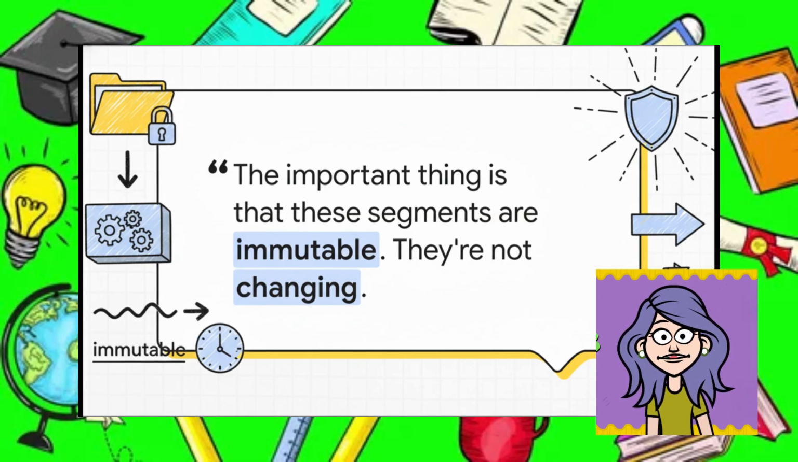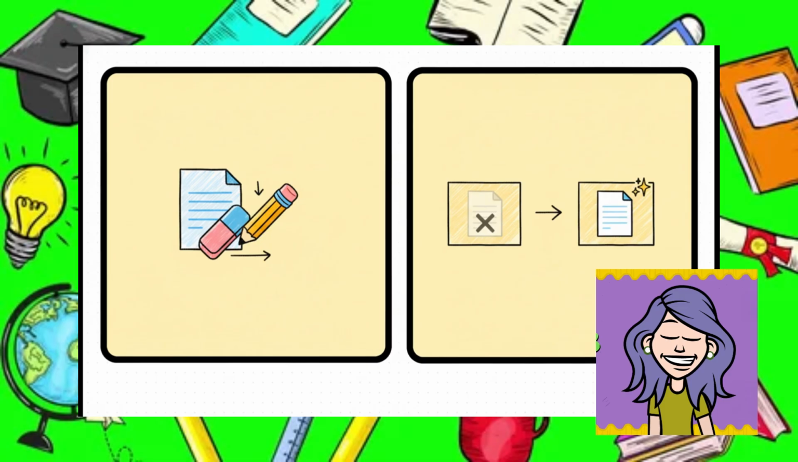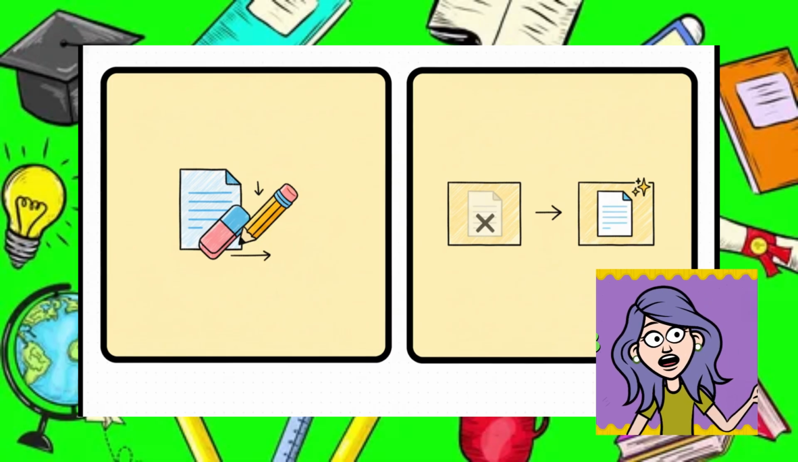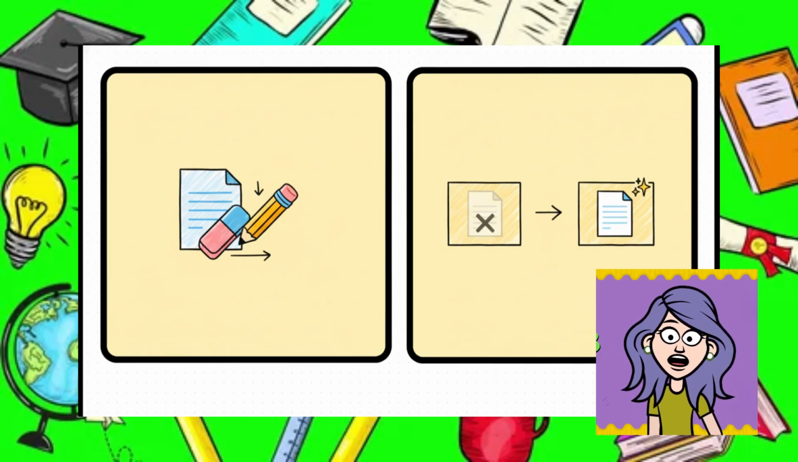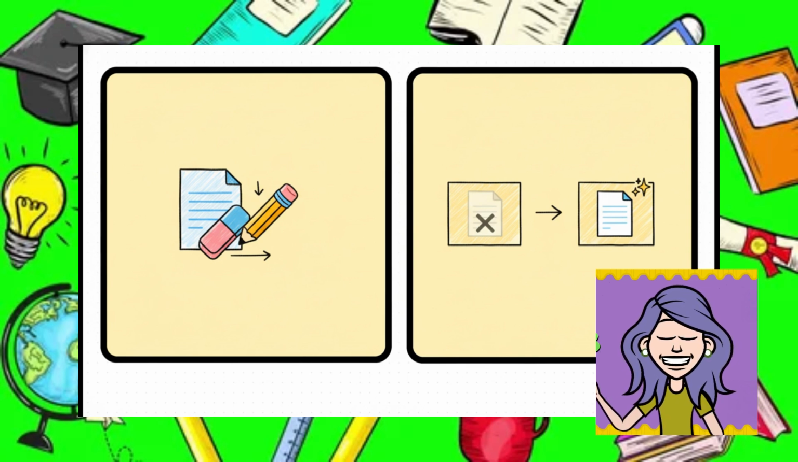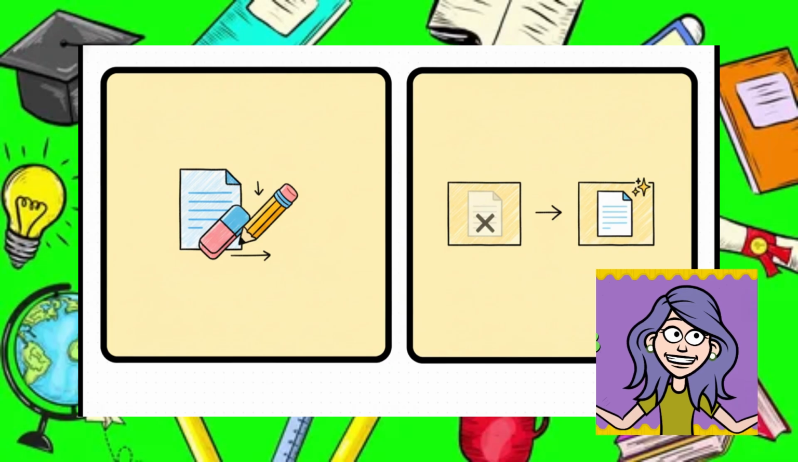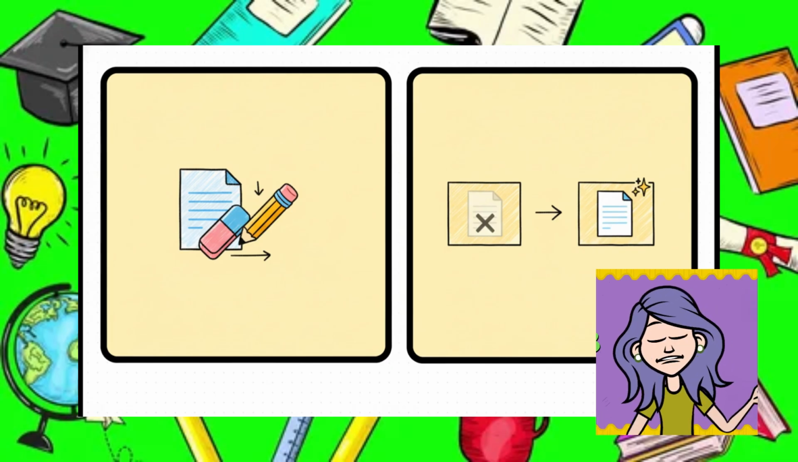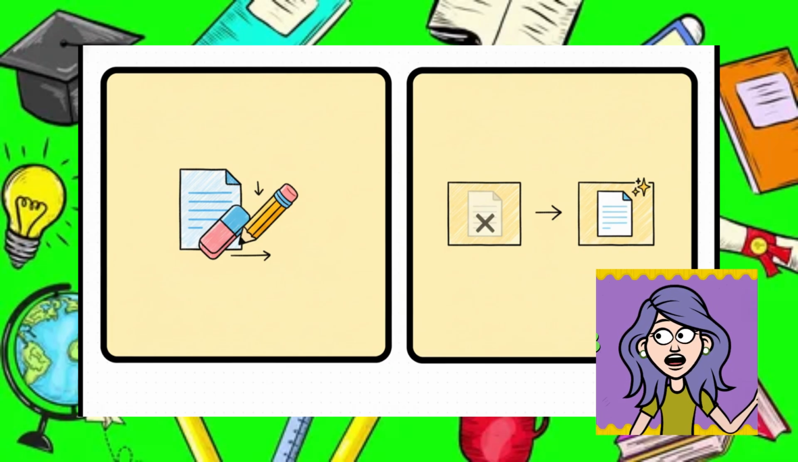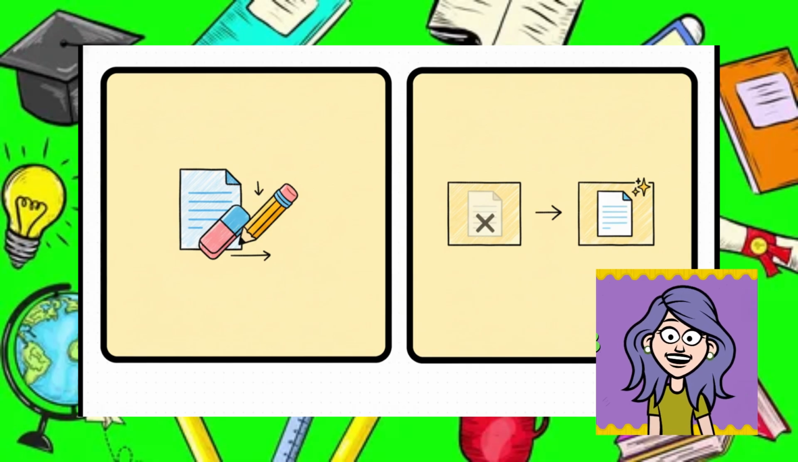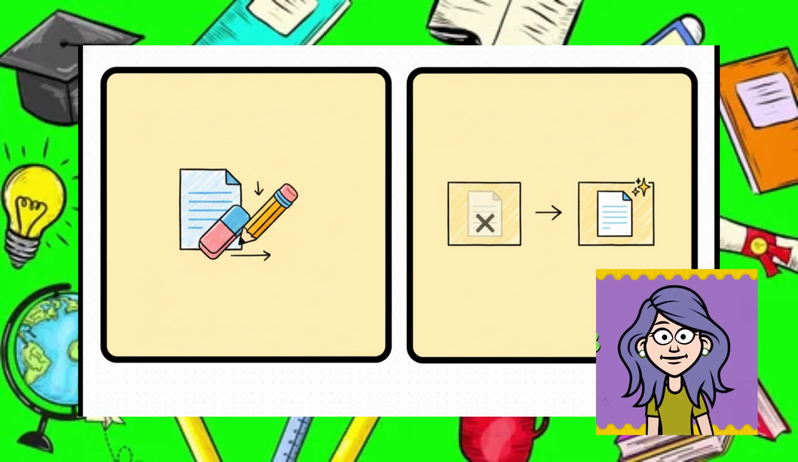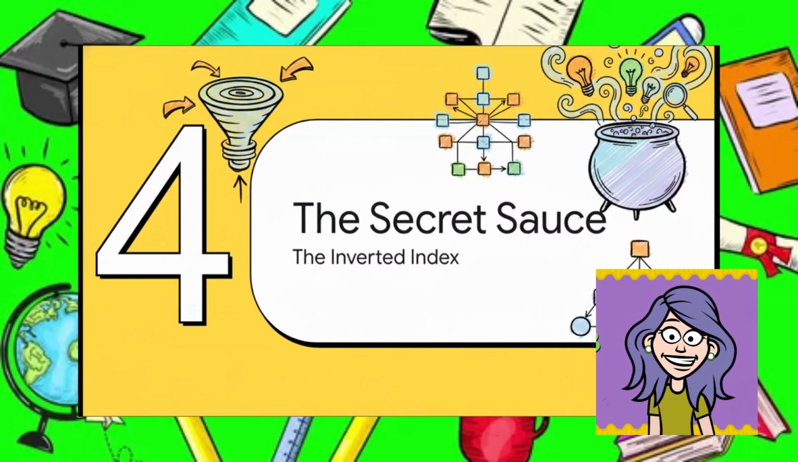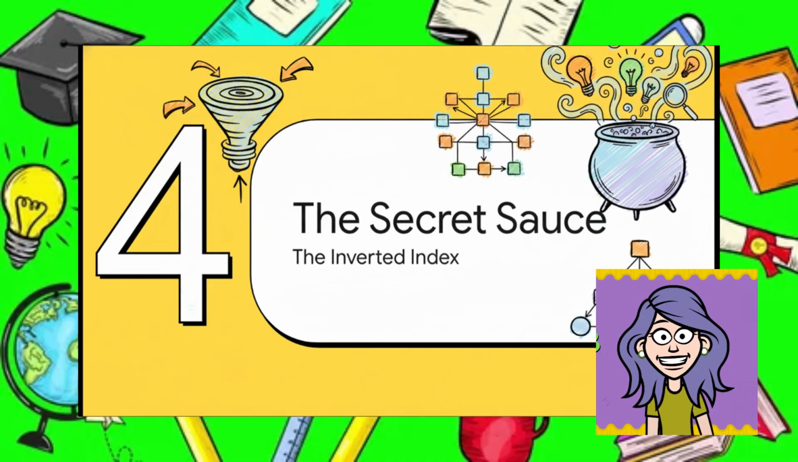So if the segments can't be changed, how in the world do you update anything? That's a great question. Well, instead of the old way of finding the data and overwriting it, Elasticsearch does something really clever. It just marks the old document as deleted and then writes a brand new, updated version of it into a completely new segment. The old data is still there, it's just ignored. It's never actually changed.